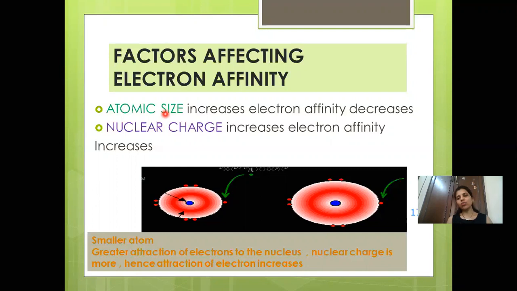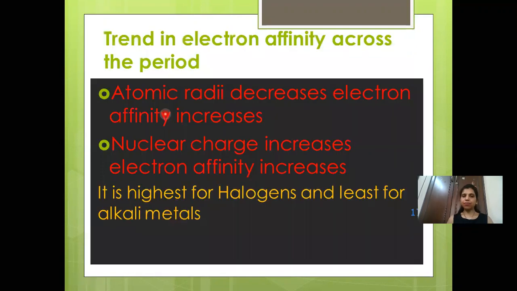More the nuclear charge, more is the electron affinity. So first you understand with this respect. Now we will see the trend. Now trend in electron affinity across the period. So when you are moving across the period, what do you think is going to happen to the atomic radii?